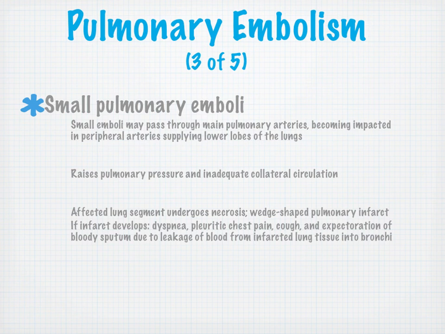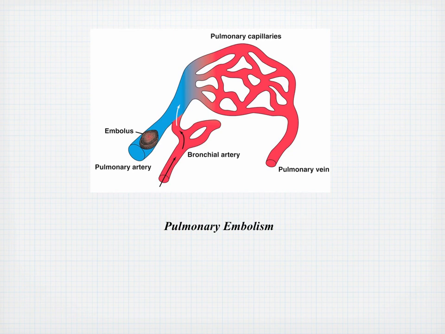Unlike the large pulmonary emboli, the small ones, those tend to cause symptoms. They raise the pulmonary pressure, and you have inadequate collateral circulation. But those are the ones that you hope for. If you're going to get a pulmonary embolus, give me the little ones, and hopefully I'll get to the hospital in time. Your patient's going to say they have dyspnea, pleuritic chest pain, cough, and expectoration of bloody sputum. And that's due to the leakage of blood from the infarcted lung tissue.